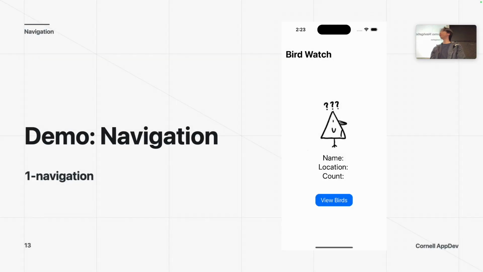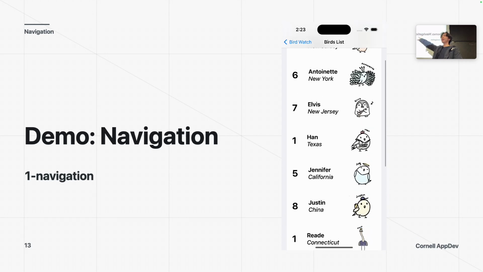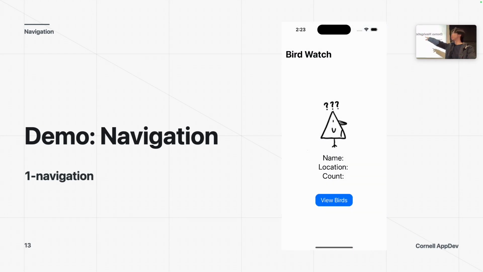Okay, so if you run the starter code, you should get something like this. Now, my goal is to click on this View Birds button and be able to push this view. So this view was created last class. My goal is to click on this button and push this other view.